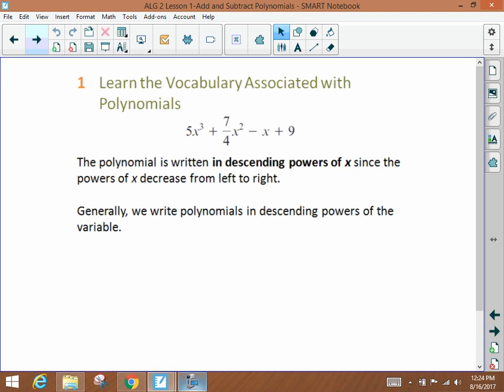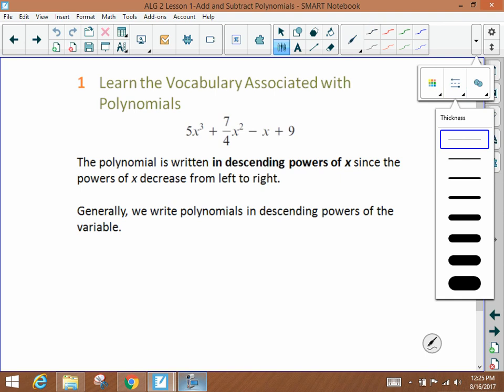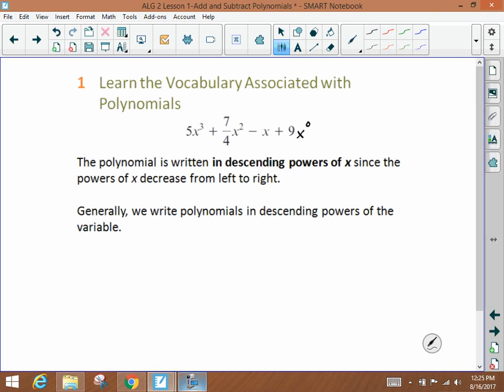All right, you're always going to write these polynomials in descending powers of x, right? So we start with x to the third power, and then the next term is x to the second power, or x squared. The next term, we have negative x. That's actually to the first power, right? And it turns out that there is actually an x associated with that 9. It's just x to the 0 power, but x to the 0 power is 1, right? So it's 9 times 1. So they are actually in descending powers of x.